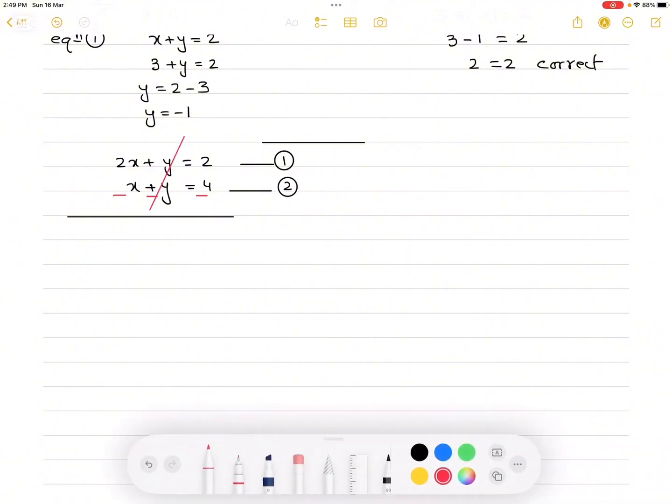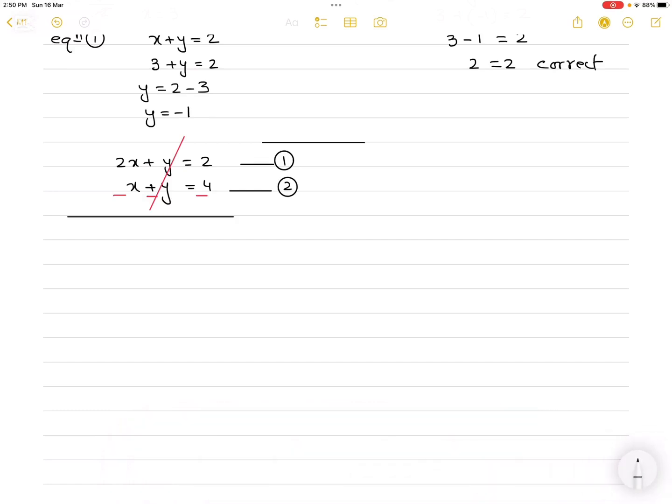So 2 minus x is x equals 2 minus 4, which is minus 2. So you got the value of x as minus 2. You can pick equation 1 and try to find out the value of y.